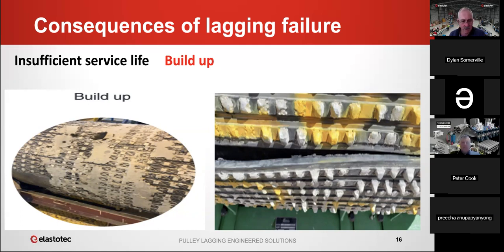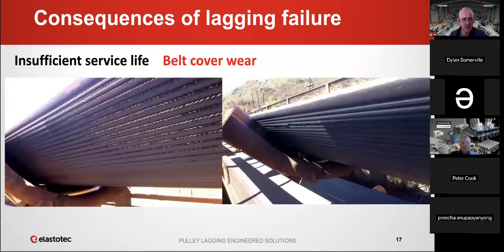The next one we're going to look at is on the belt, actually, belt cover wear. So one of the roles of pulley lagging is to protect the conveyor belt. You could argue that that's the most important role of pulley lagging, because the conveyor belt is one of the most expensive components.